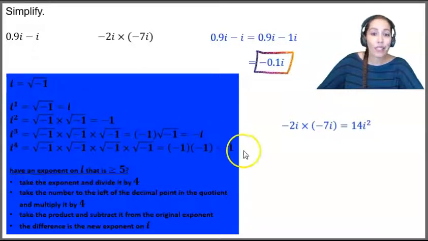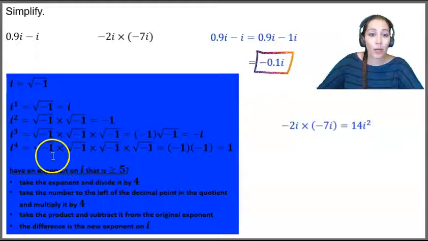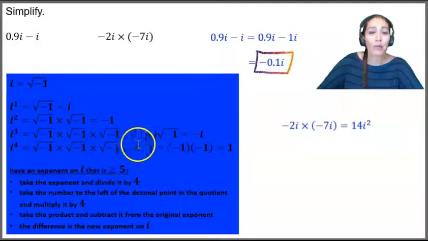And i to the fourth is equal to 1. How do we get that? Because that would be the same as the square root of negative 1 times the square root of negative 1 times the square root of negative 1 times the square root of negative 1. Since the first two are like radicands, we drop the radical sign and keep the radicand of negative 1. Same thing with the third and fourth one, we get negative 1. And negative 1 times negative 1 is a positive 1.